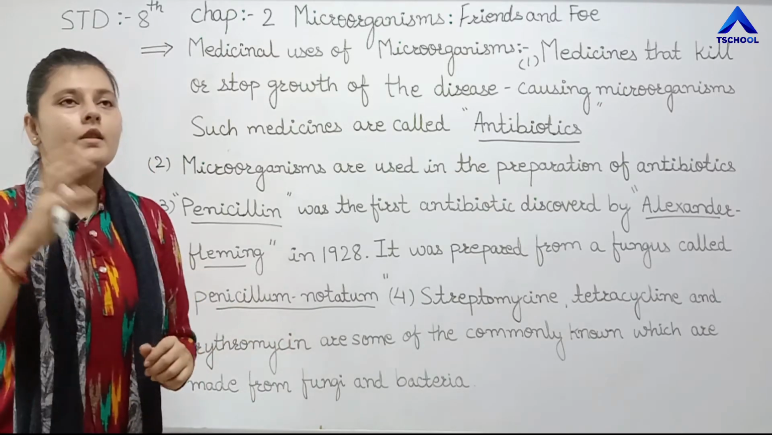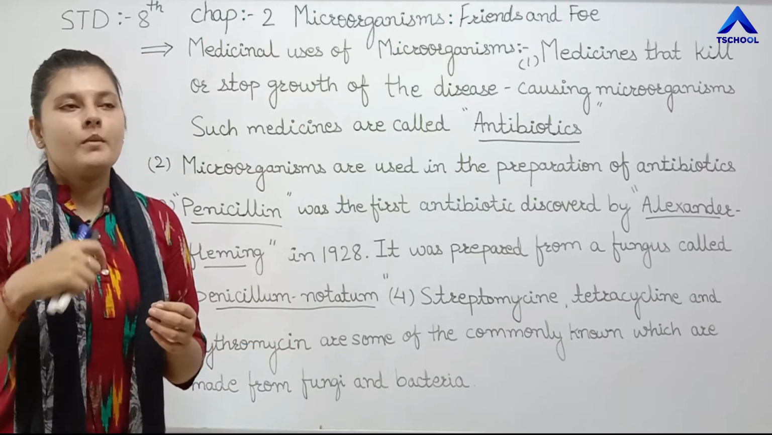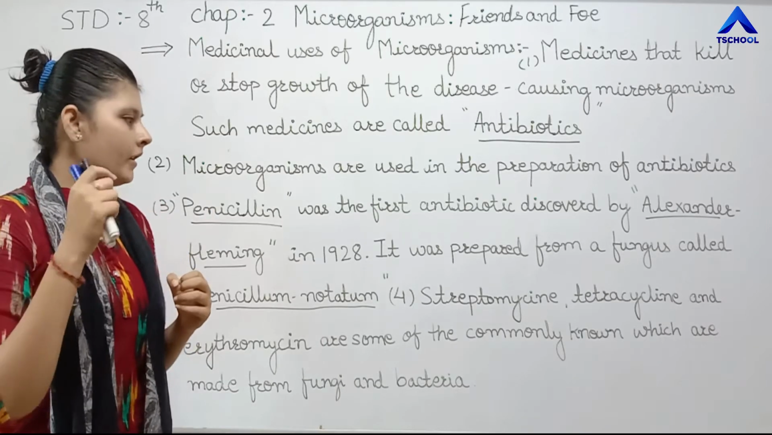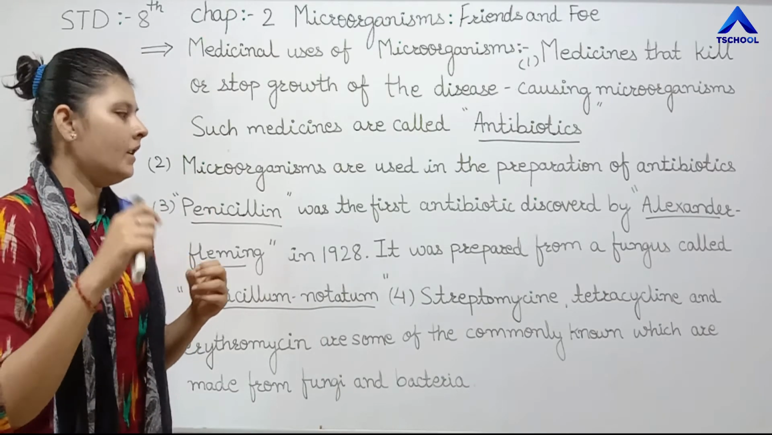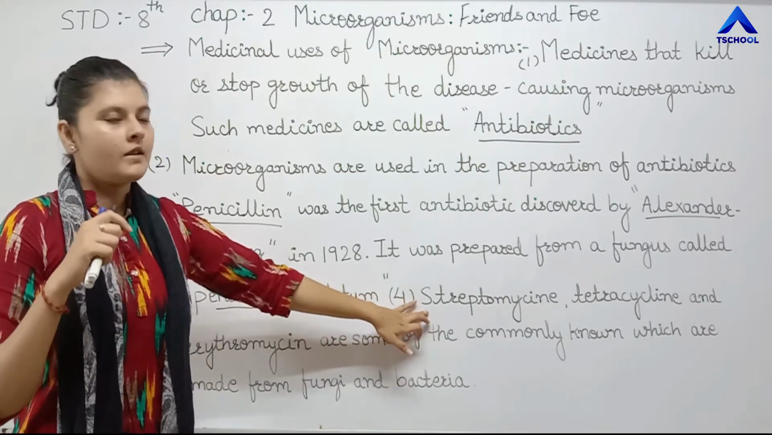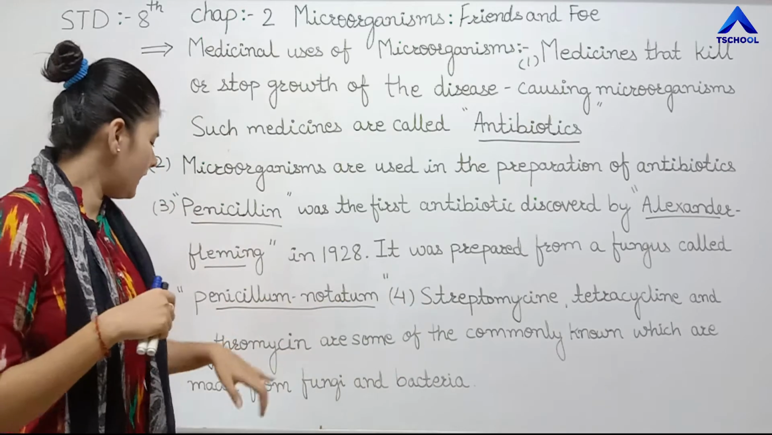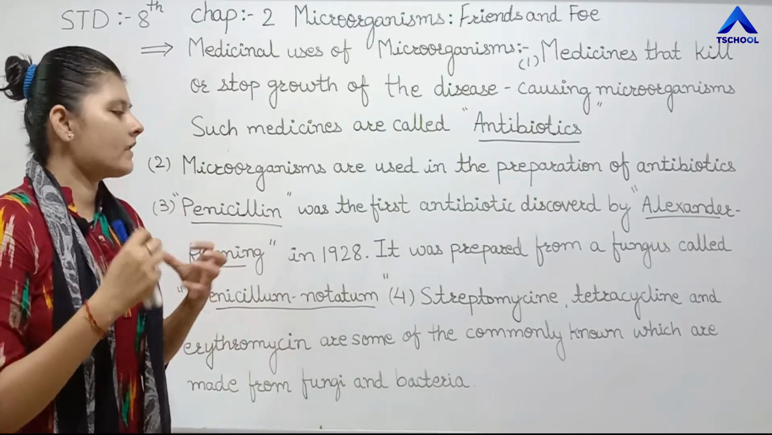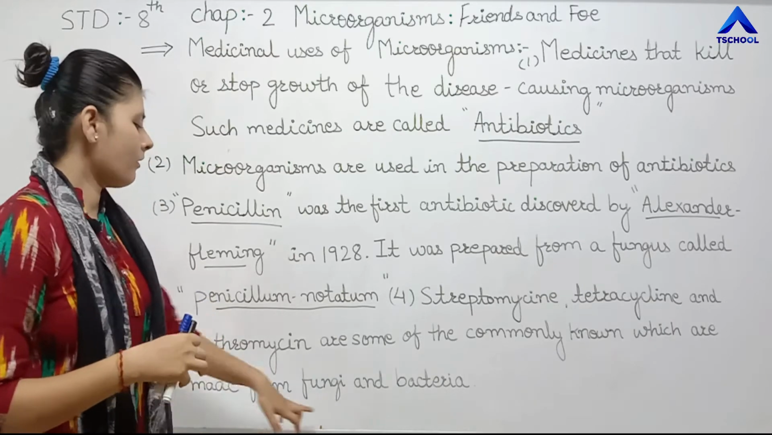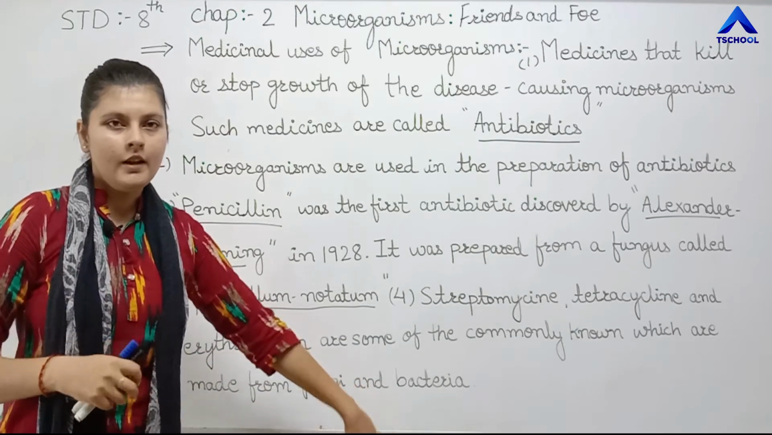If your doctor is prescribing some kind of medicine, if you have noticed, there are certain antibiotics or medicines which repeat. The most famous examples of antibiotics are streptomycin, tetracycline and erythromycin, which are commonly known antibiotics made from fungi and bacteria, right?